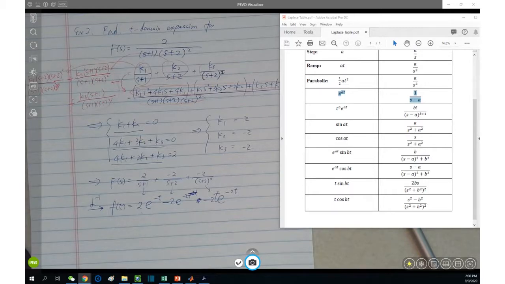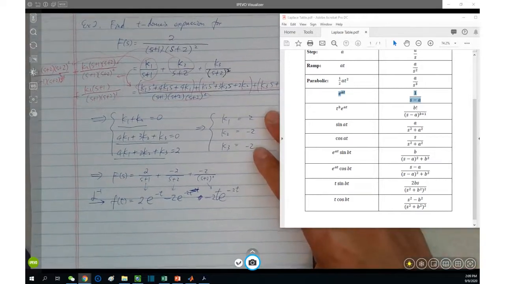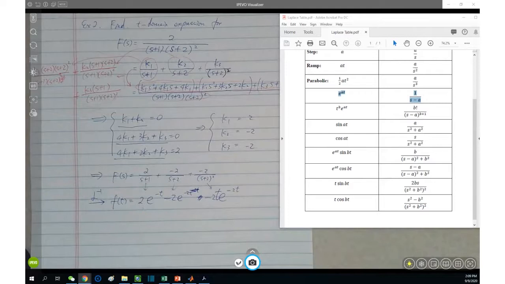Any questions regarding this before we move on to learn how to do this in MATLAB? Again, I'm not planning to give any overcomplicated partial fraction in the exam. So you just need to understand the basic procedure like this. Any questions? All right, let's move on.